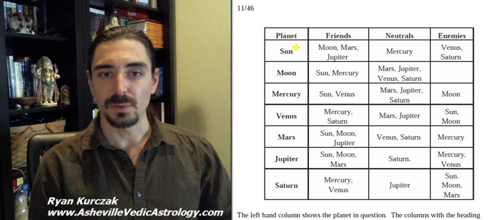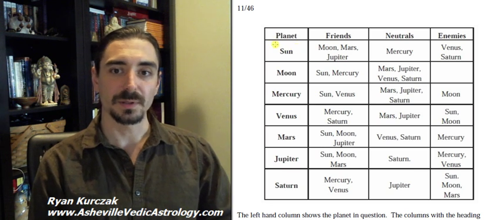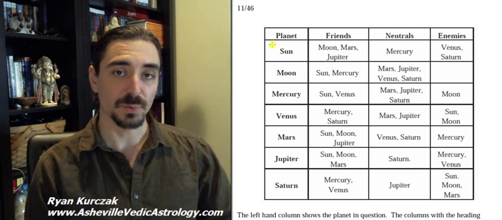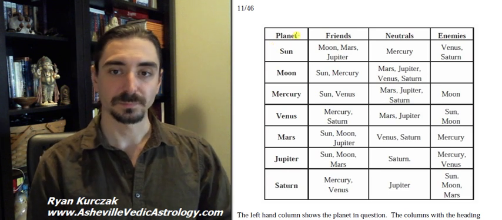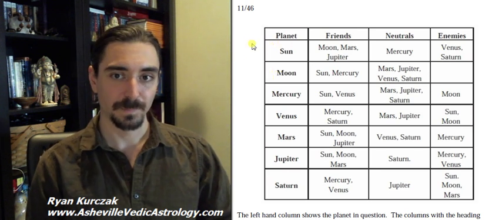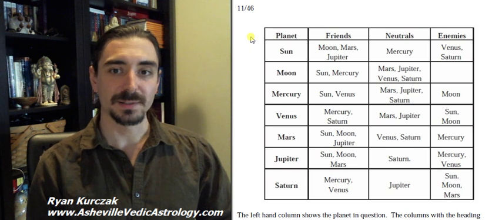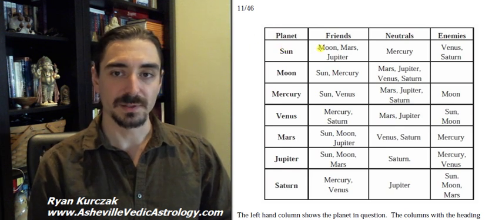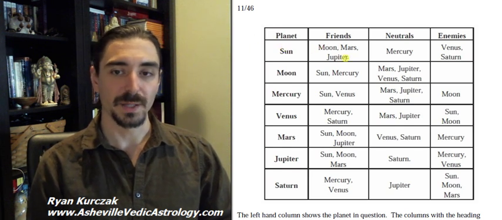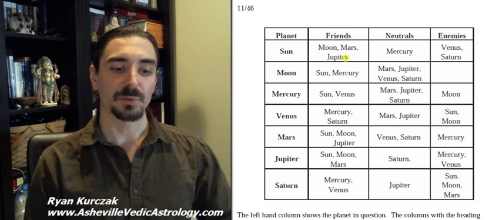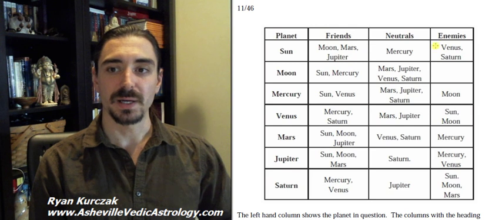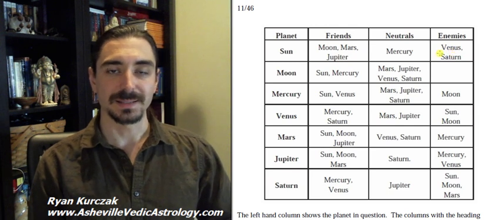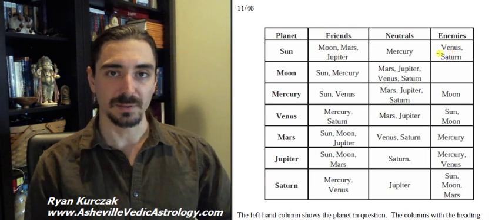If we look to the side here, what we see is the list of planetary friendships. This is where you have to start. So learn planetary friendships first. You have to memorize this. When a planet is in a friend sign, so if the Sun is in the sign of the Moon, Mars, or Jupiter, it's in a friend sign, which means he has more capacity to work in a positive manner. When he's in the sign of Venus or Saturn, he has less capacity to work in a positive manner.